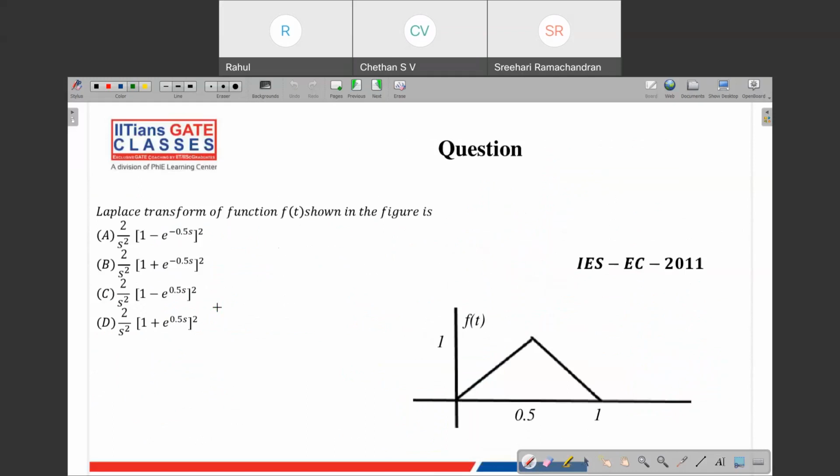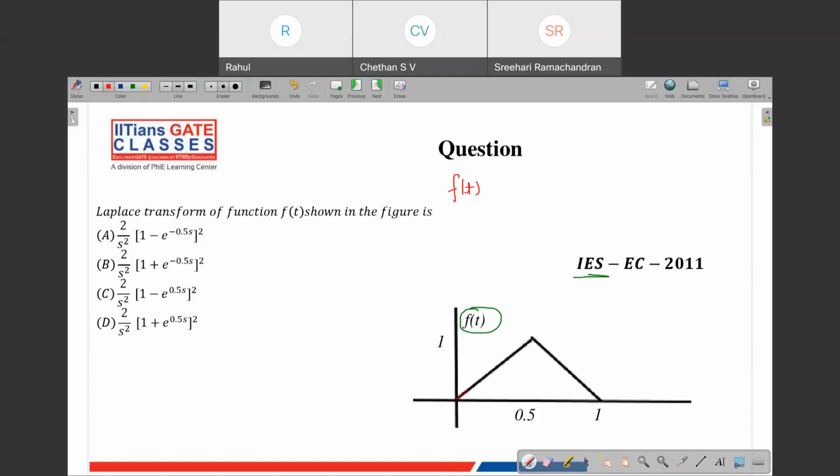Now here again, this is a GATE problem. So here this function is given. For this particular function, we need to find out what will be the Laplace transform. In this case, again, it is very similar to what we saw in the last slide, but it is slightly different. Let me solve it.